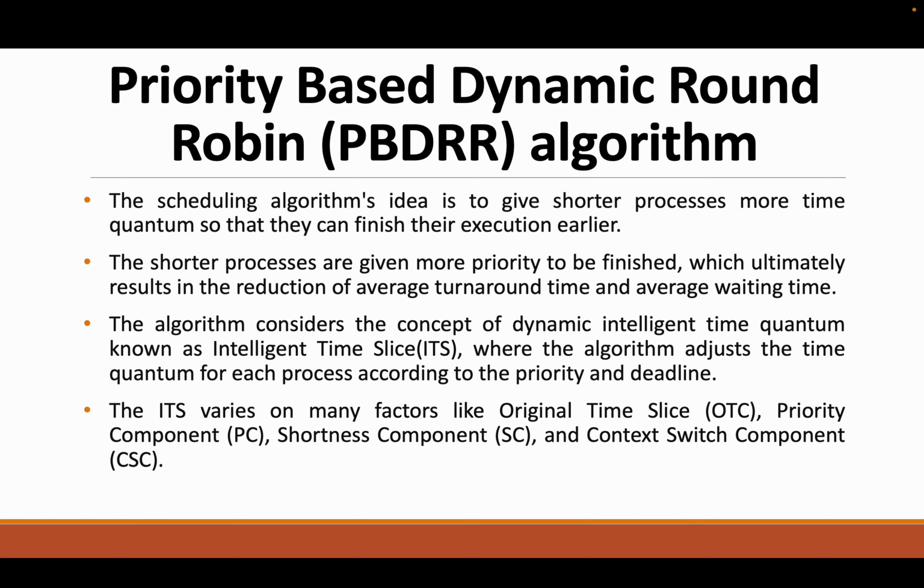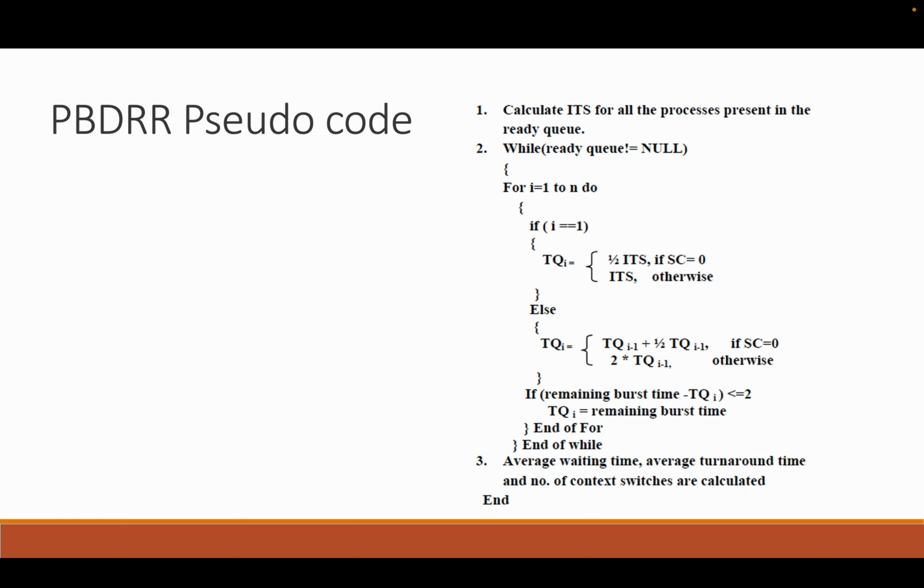Further, to evaluate our algorithm, we conducted a series of experiments comparing PBDRR against the modified round robin algorithm. We focused on metrics such as average waiting time, turnaround time, and the number of context switches, using a simulated environment with varied process loads and priorities.